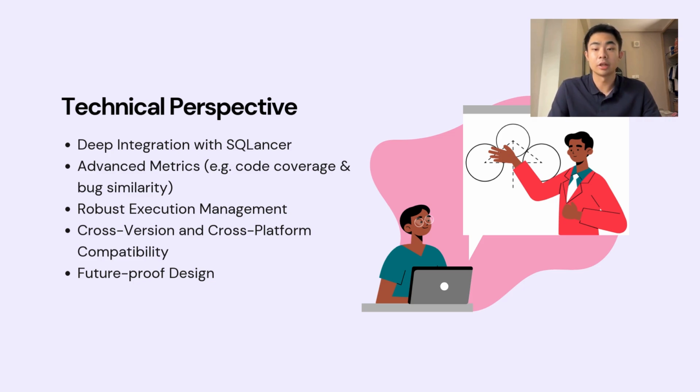There were also several ambiguities in our problem space. One key example was the scalability of the application. We didn't know what new databases might be supported by SQLancer in the future, or what new features might be introduced. But instead of waiting for these uncertainties to resolve themselves, we took the initiative to future-proof our design.